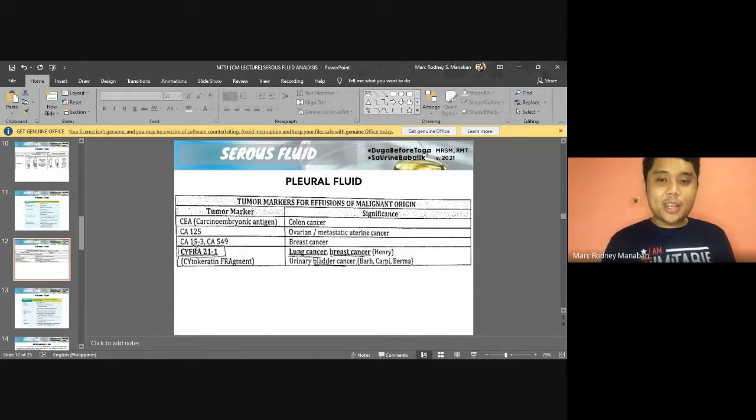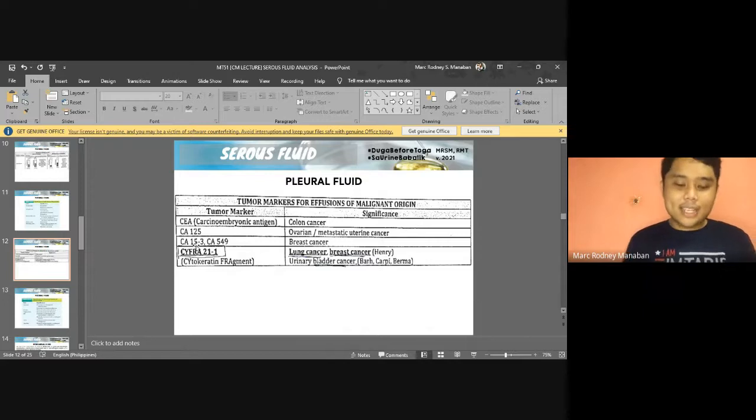And then for 15-3, if you look at the 3 from the side, or from above, it looks like boobs. So that's breast cancer. That's one of the ways to remember your tumor markers. So for CA125, the 5 looks like a uterus, so it's for ovarian or metastatic uterine cancer. And for 15-3, the number 3 looks like boobs, so that indicates breast cancer. Take note of CYFRA 21-1: bladder, urinary bladder, and possibly lung and breast cancer.